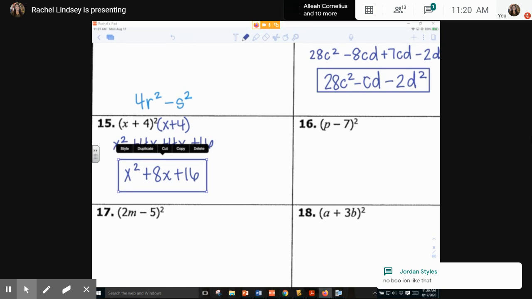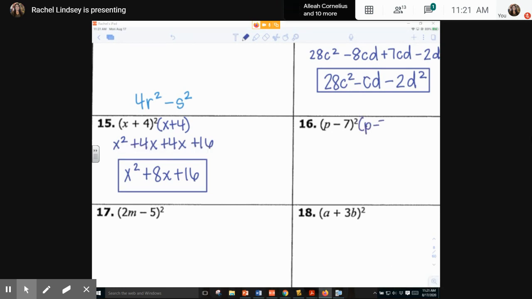Okay, then on 16, p minus 7 times p minus 7, p squared minus 7p minus 7p plus 49. I did that really fast, I know. But p times p gives you p squared, p times negative 7 is negative 7p, negative 7 times p is negative 7p, and negative 7 times negative 7 gives you 49.